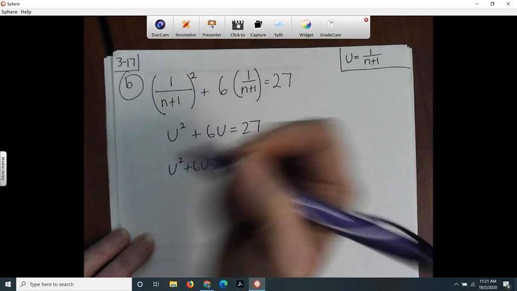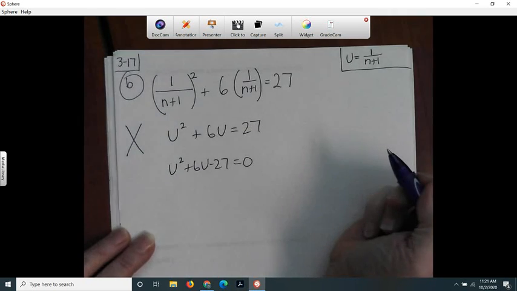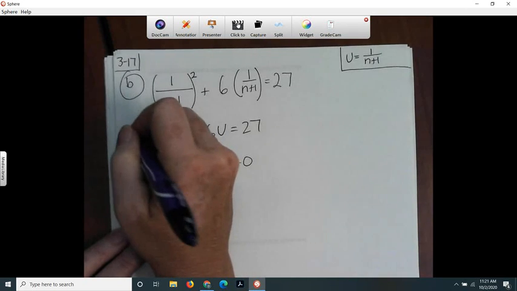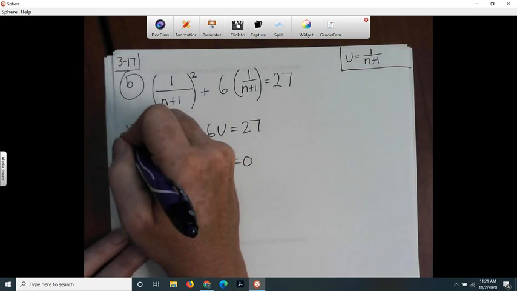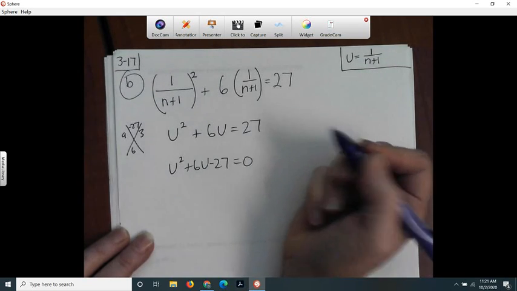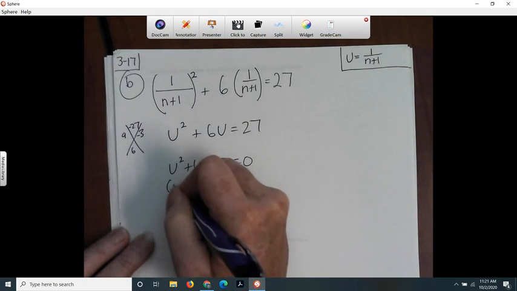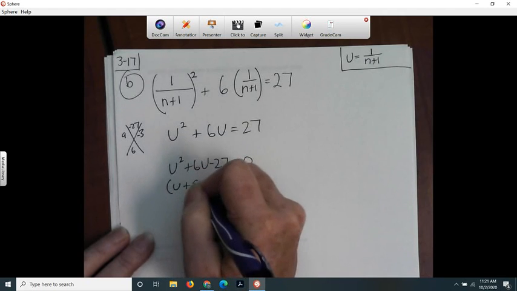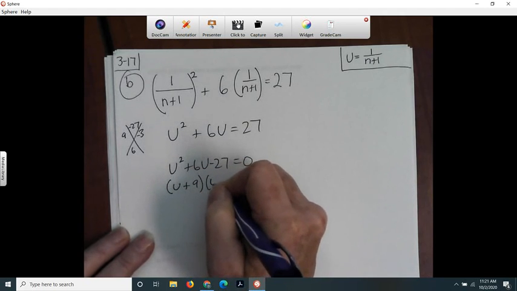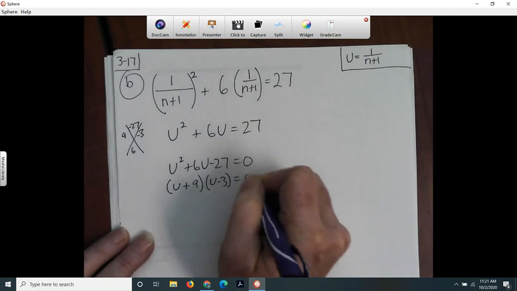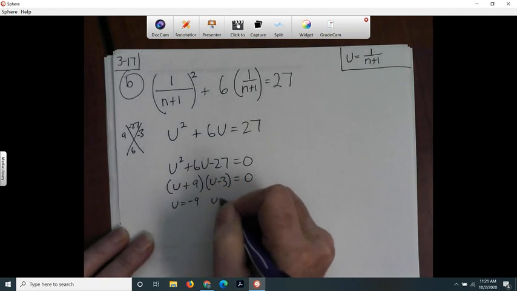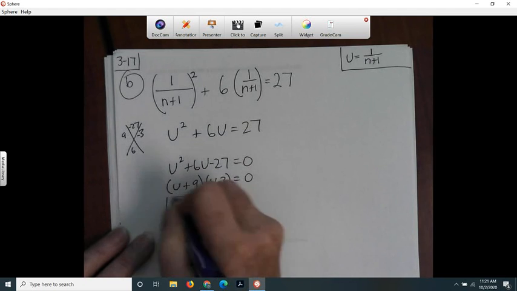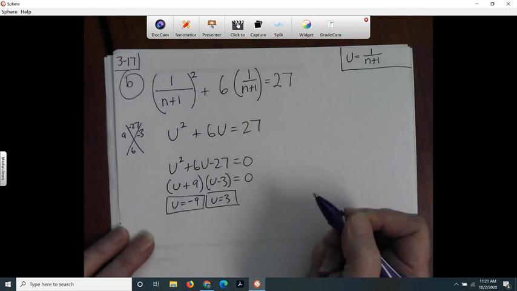Well, it has to multiply to make negative 27. It has to add to make 6. 9 times 3. So this would be u plus 9, u minus 3. This would give me u equals negative 9 and u equals 3. So I got these two answers for u, and then I have to plug them back in up here.